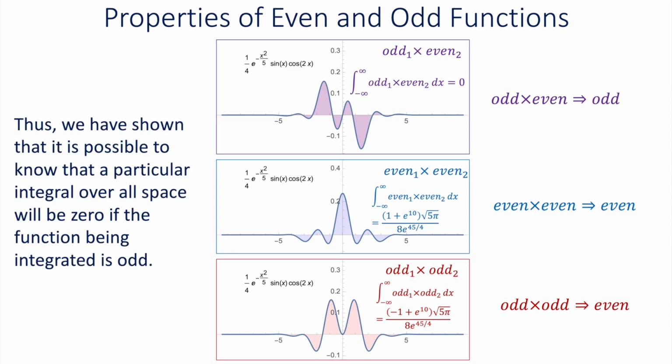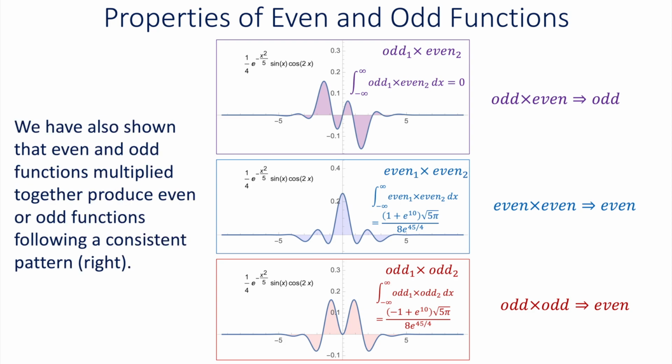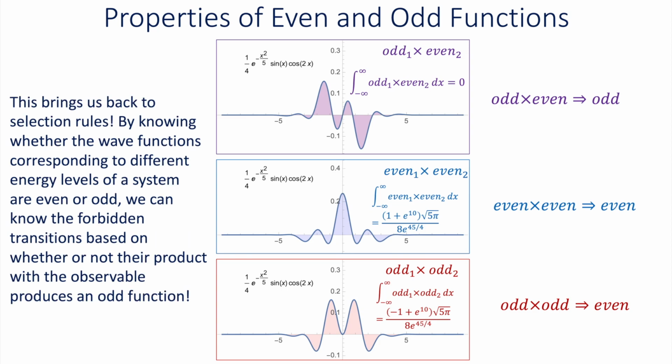So we've shown that it's possible to know that a particular integral over all space will be 0 if the function being integrated is odd. And we've also shown this relationship that multiplying even and odd functions together has a predictable pattern, right? Odd times even is odd, even times even is even, odd times odd is even. This is the pattern. Now, what's so great about this for quantum mechanics is if all we want to know is whether or not a particular transition is allowed, we just need to know whether or not the integral is going to come out to 0 or some non-zero value.